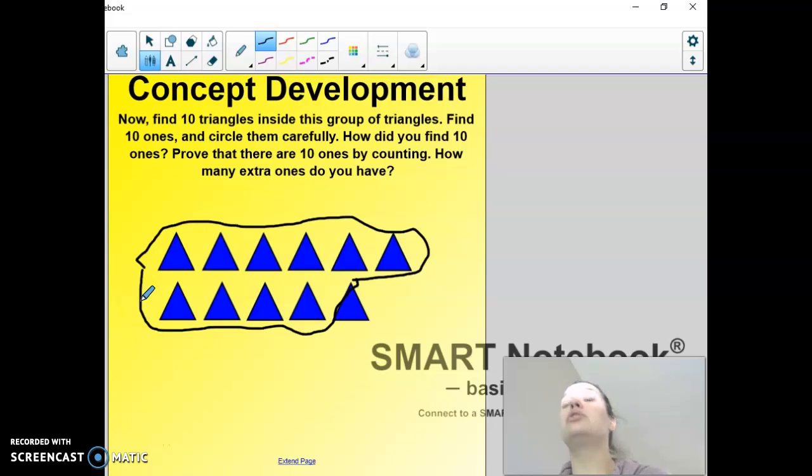However you circled your 10 ones is fine. But what we need to make sure is that you're not circling them one by one, like this. If you're circling them like this, that's just showing a group of 1. We want to show a group of 10 ones, which is shown by our circle here. It's a big circle to show 10 ones, okay?